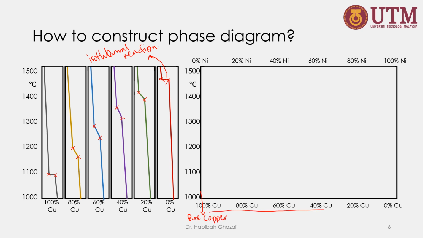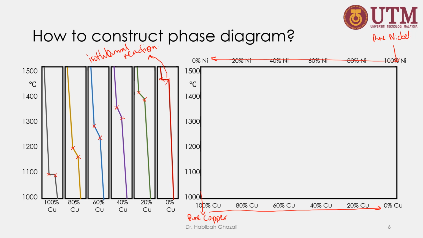As you move from left to right, copper composition is decreasing. And this line here represents pure nickel. And as you move from right to left, nickel composition is decreasing. And the second step is by plotting all this temperature that they get from the cooling curve into the phase diagram.